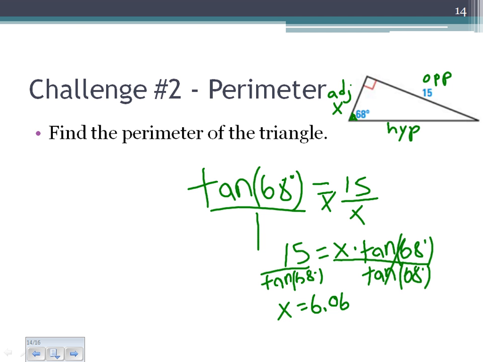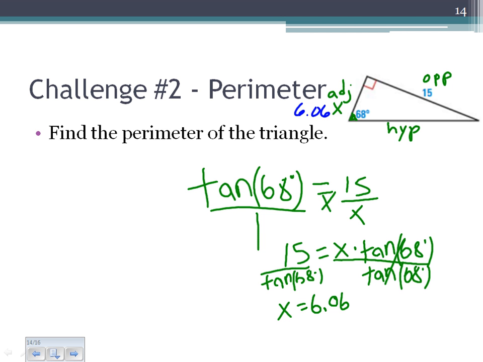6.06, yes, I said you could either do it with 1 decimal or 2 decimals, so that's fine. Either one's fine. It's more accurate if you do 2. Okay. Now, so this is 6.06. Does that look like an acceptable answer given the other side? Yeah. Is it smaller than 15?